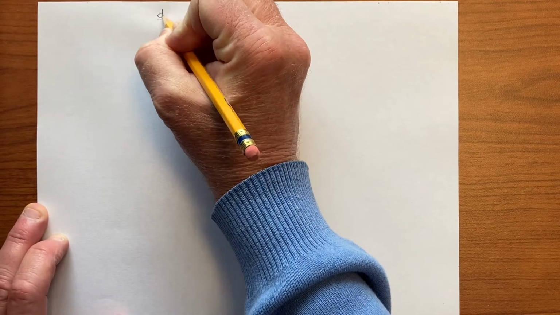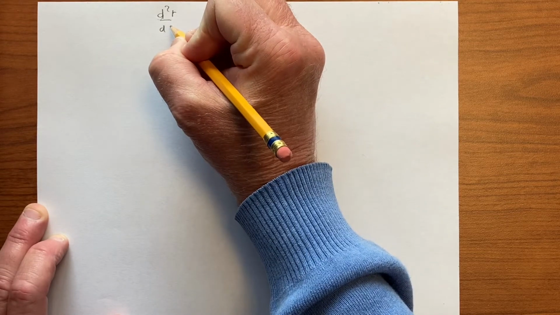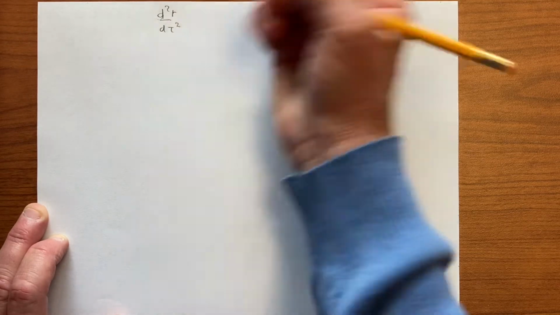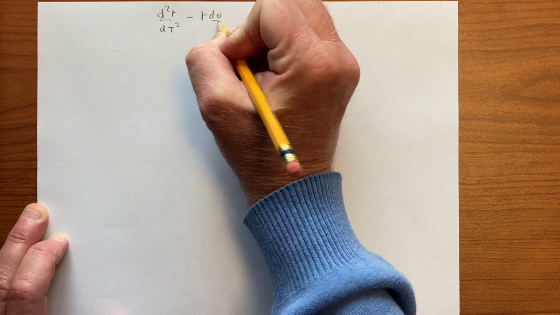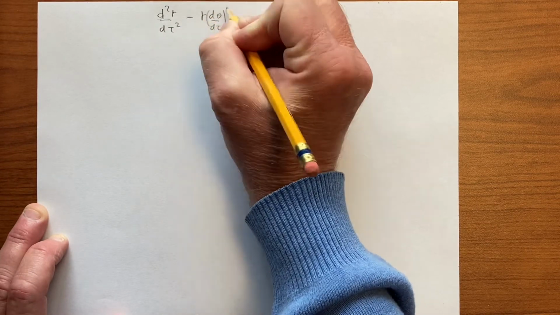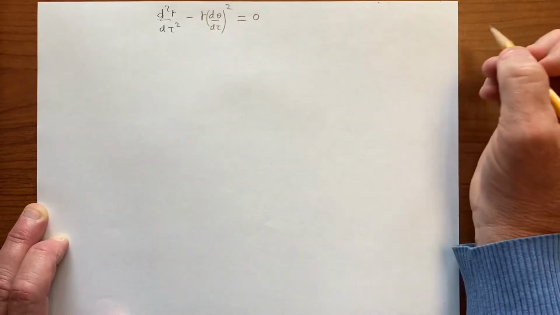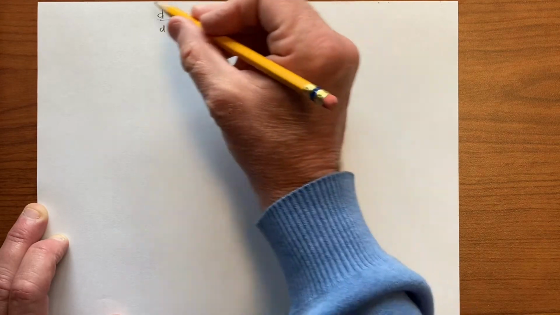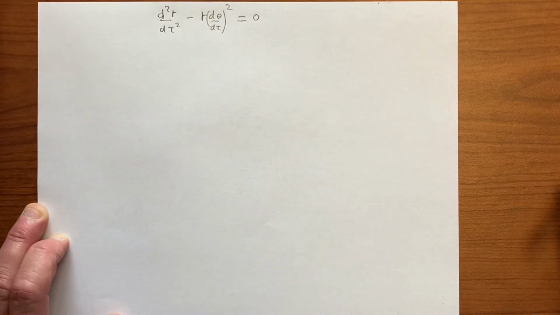So we previously found that the second derivative of r in this time parameter minus r (dθ/dτ)² is equal to 0. That's what the geodesic equation reduces to. That's just a statement that in the radial direction, the acceleration is equal to 0.